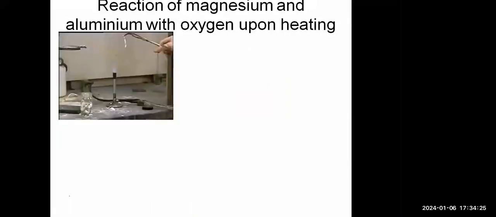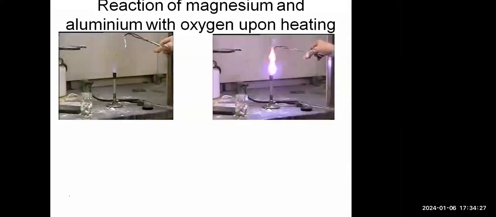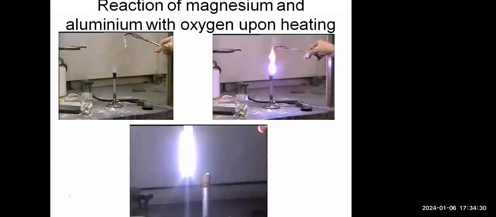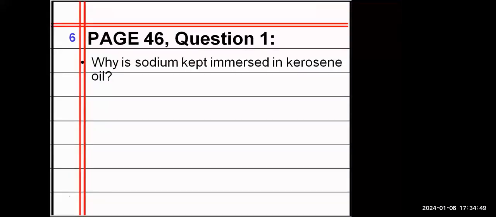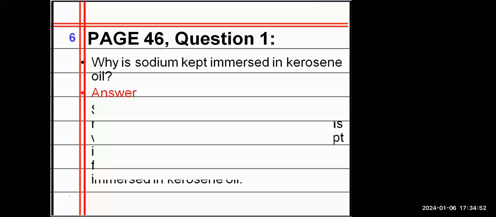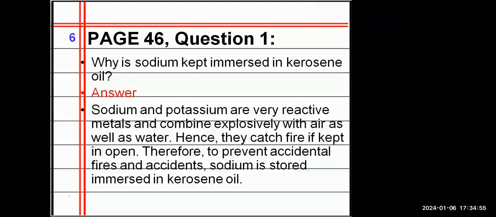Here in this picture, you can see magnesium ribbon being burnt. It burns with a very white, bright, dazzling flame. So this is again here a 1 mark question, like what do you observe when you heat a magnesium ribbon? So you can say it catches fire and it burns with a white, bright flame. Why is sodium kept immersed in kerosene? We just now discussed, because it is extremely reactive. It reacts with the oxygen present in the atmosphere and it explodes or it catches fire, which can cause accidents.